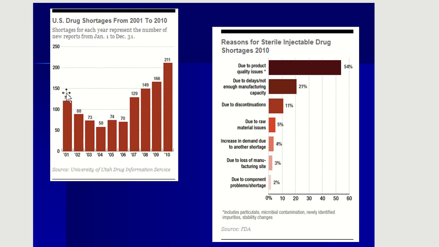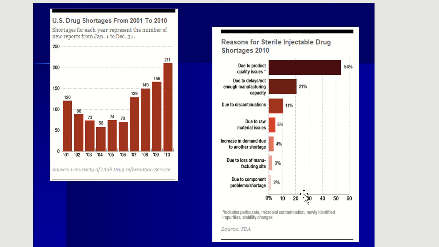The number of drugs in shortage in the US dropped all the way down in 2006, but then they picked up again, increasing in numbers in 2010. We are reporting the frequency here.